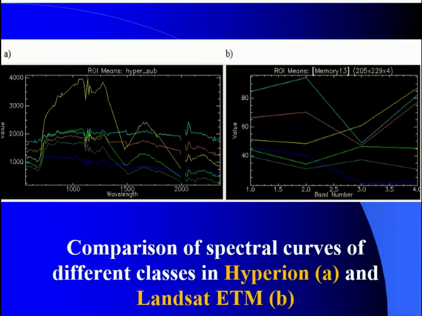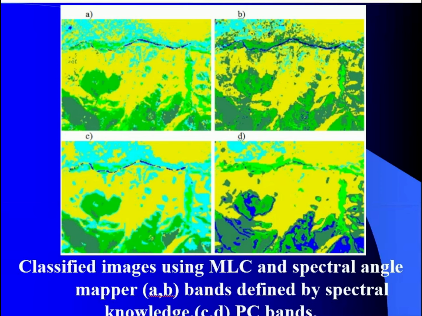Well, in the current study, we classified two features obtained by spectral knowledge and principal component analysis, and we used maximum likelihood classification and spectral angle mapper. And if you look at the results of the classification, we can surely say that the traditional methods still perform very well if we select the correct feature bands from hyperspectral datasets.